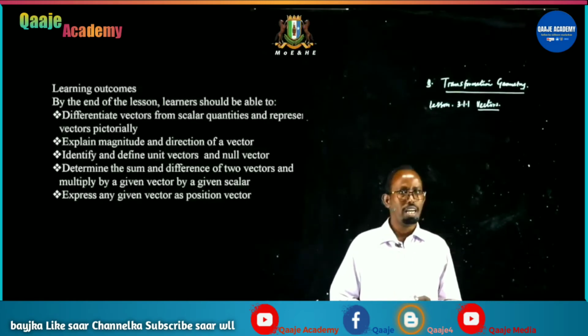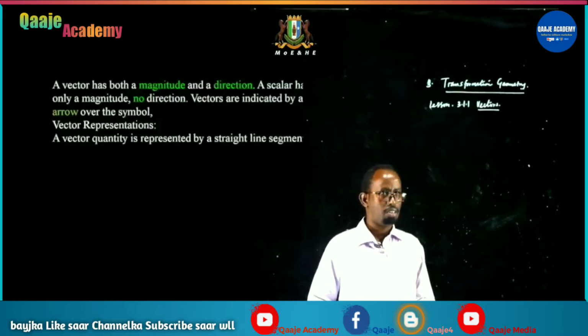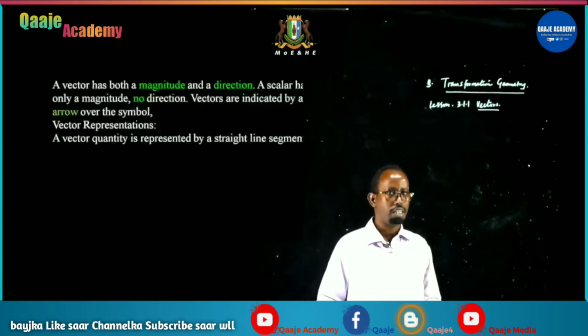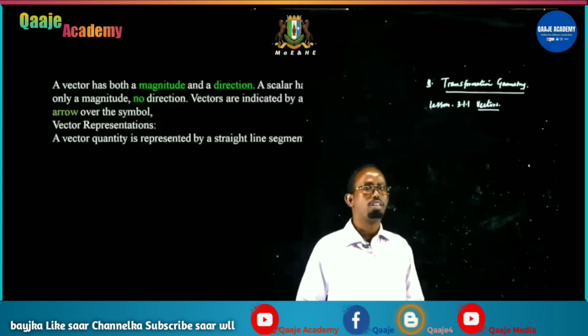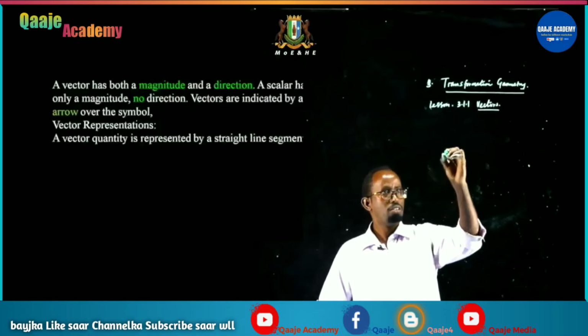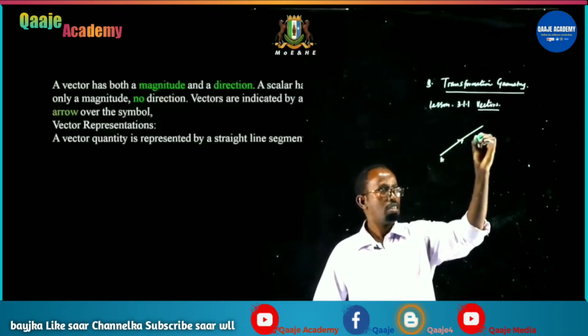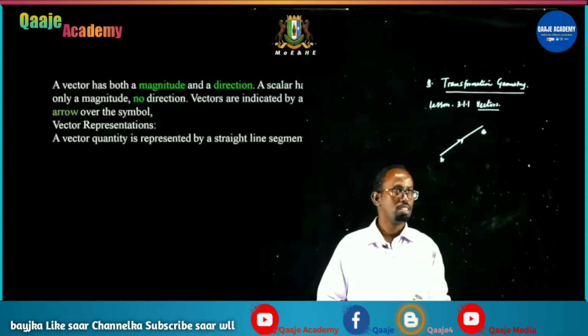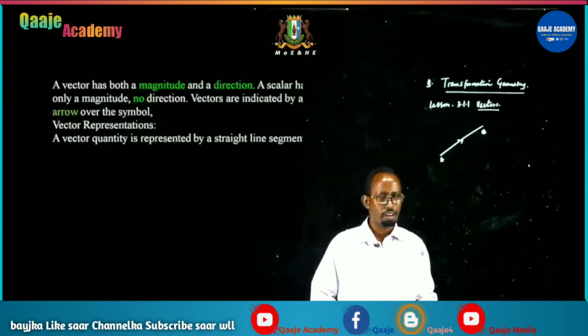A vector has both magnitude and direction. A scalar only has magnitude, no direction. Vectors are indicated by an arrow over the symbol. Vector representation: a vector quantity is represented by a straight line. Call this A and B. So that is the representation of a vector.